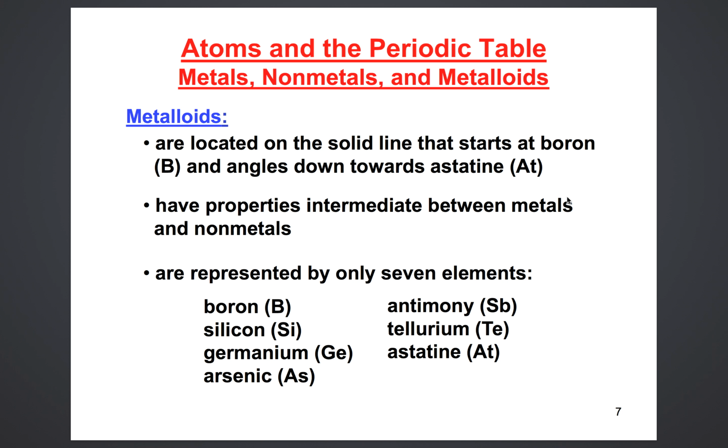Metalloids are located along the line that starts at boron, which is B, and angles down towards astatine, which is At. Metalloids have properties intermediate between metals and non-metals, and they are represented by only 7 elements: boron B, silicon Si, germanium Ge, arsenic As, antimony Sb, tellurium Te, and astatine At.